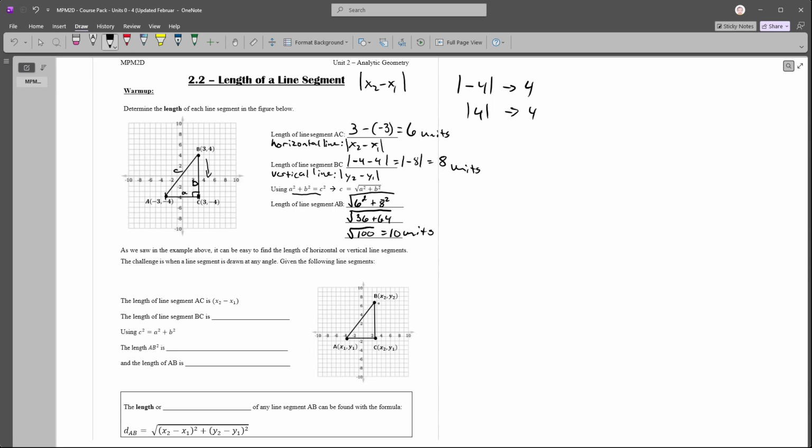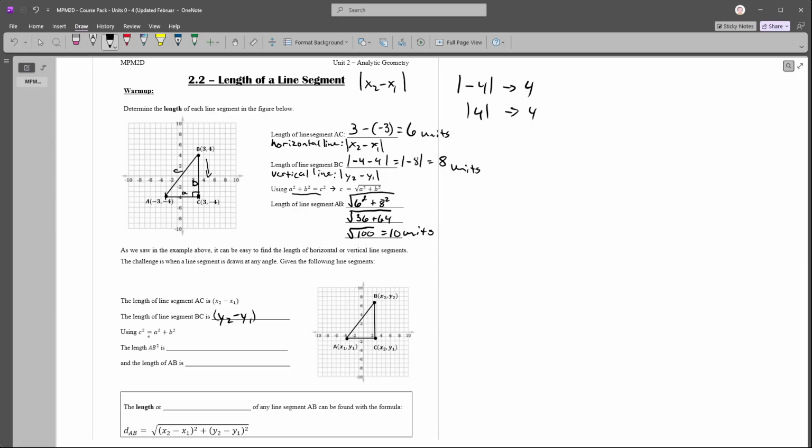So our goal is to calculate the length of AB eventually. So let's look at this. The length of the line segment from AC, A to C, is x2 minus x1. We know that. The length of the line segment from BC is y2 minus y1. Put it in brackets like they did above, just to keep it consistent.